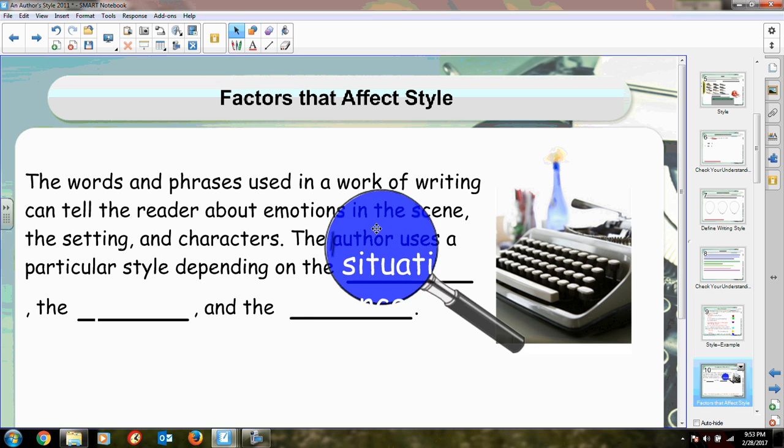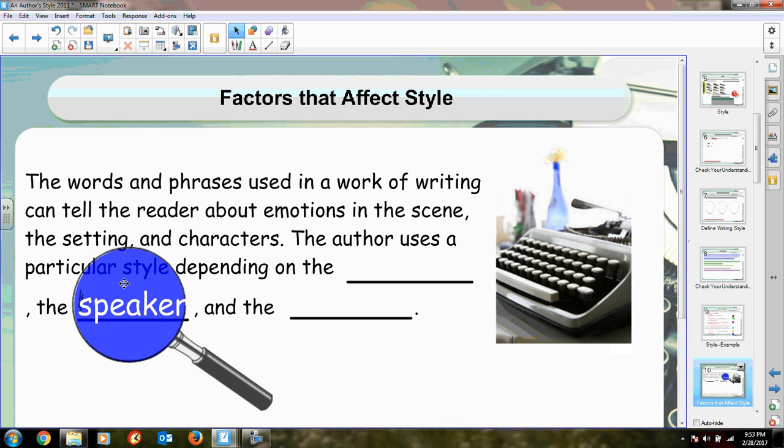Okay. How about the speaker? Who the author decides to use as his narrator or his speaker to tell us the story. In the case of To Kill a Mockingbird, for example, Harper Lee decided to tell us the story about racism through the eyes of an 8-year-old. And we know that Scout started out at the age of 5, or close to 5 anyway, and choosing that affected the style.